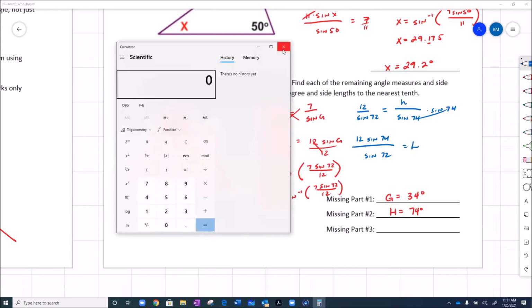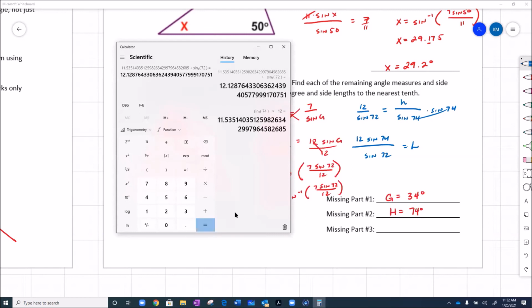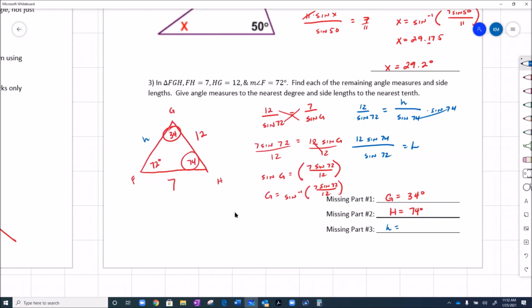On my calculator, 74 sine times 12 divided by 72 sine, and that gives me 12.12, or 12.1 to the nearest tenth. Okay. All right. So that is law of sines.